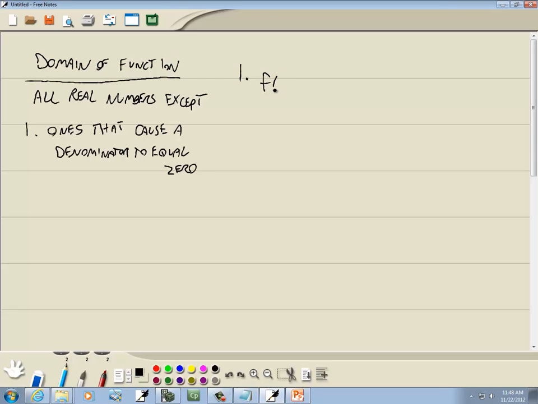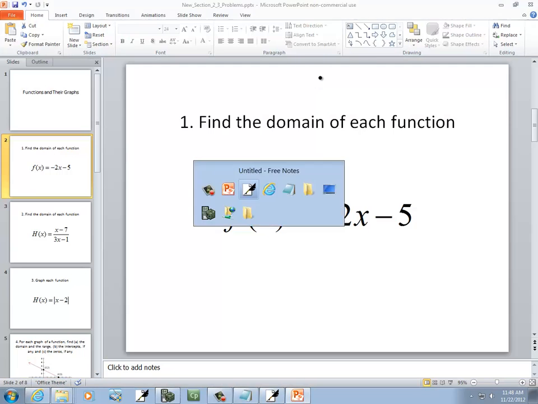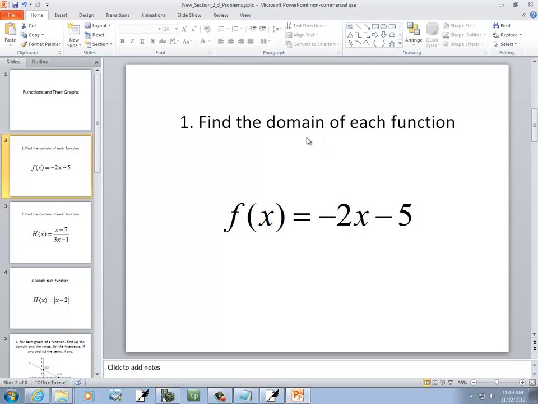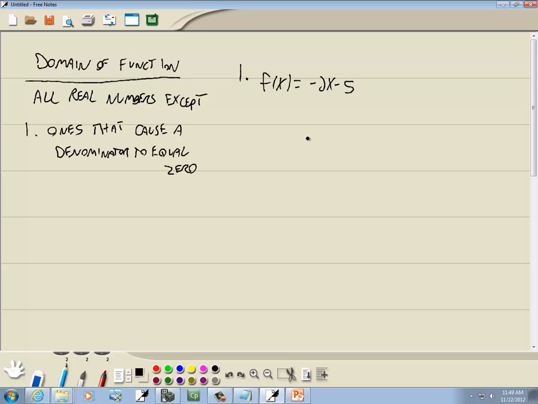So our first one here, we got f of x is equal to negative 2x minus 5. And the instructions say find the domain of each function. Well, by default, it's all real numbers except for ones that cause a denominator equal to 0. Now, to have a denominator means you have to have a fraction. Well, if we don't have a fraction, then by default, our domain is all real numbers. And we'll write it as negative infinity to positive infinity with parentheses around like that. That's interval notation, very short way to write all real numbers.